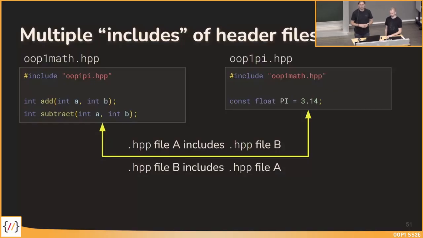So whenever we have one file that includes another header file, and this header file includes the first header file, or it can be multiple files in a chain that somehow lead to a loop in the includes, we have to use header guards.